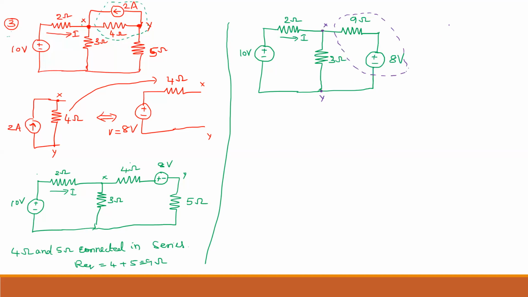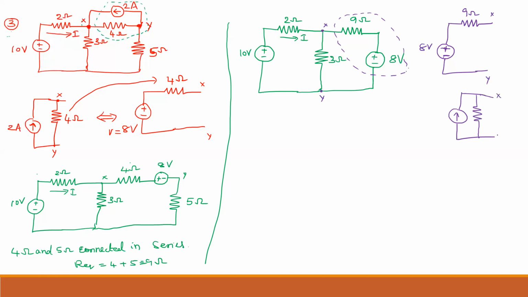Here I have plus minus 8 volt, and here it is 9 ohm resistance. So on the positive side I took X, and on the negative side I took Y. This is the positive side and this is the negative side. Now you can convert into a current source. How can I convert to a current source? For the current source, the positive polarity is upward, so the current direction is upward, and I have to connect a parallel resistance. What is the resistance value?